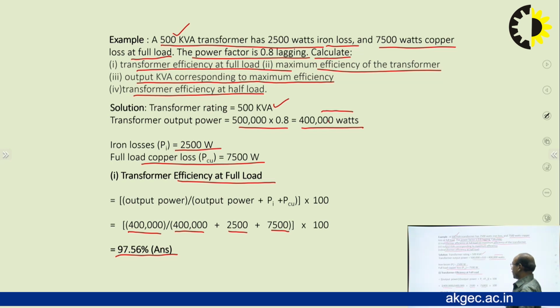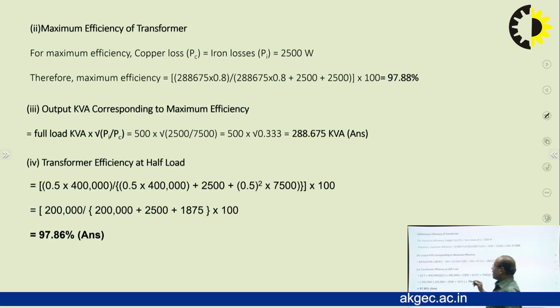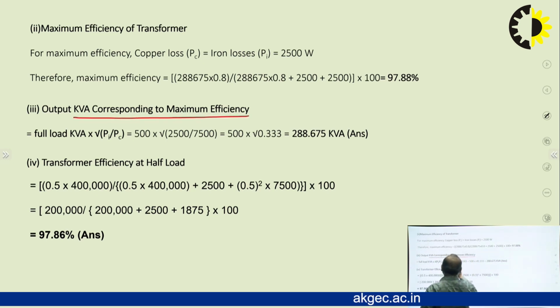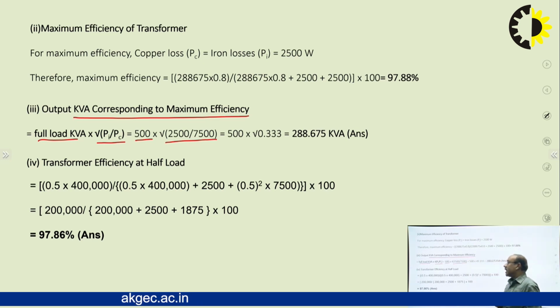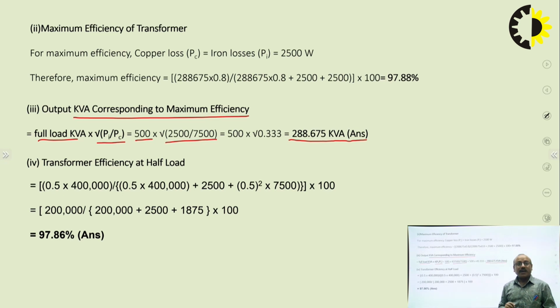Now next we are to find maximum efficiency of the transformer and the kVA load for which maximum efficiency can take place. So for this, as we already have seen, the kVA load for which maximum efficiency takes place is given by full load kVA into under root of core loss upon full load copper loss. So full load kVA is 500 as per the question given to us into under root of 2500 upon 7500. Since 2500 represents iron losses or core losses in watts and 7500 is full load copper lossage. So this comes out at 288.675 kVA. That means corresponding to this load, we will get maximum efficiency of the transformer when transformer is operated at this kVA, that is 288.675 kVA.